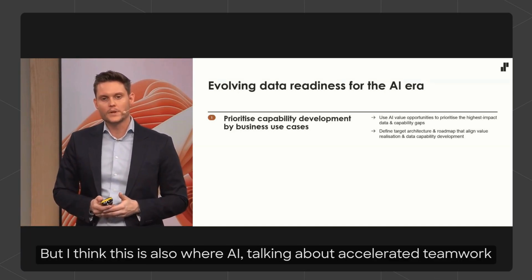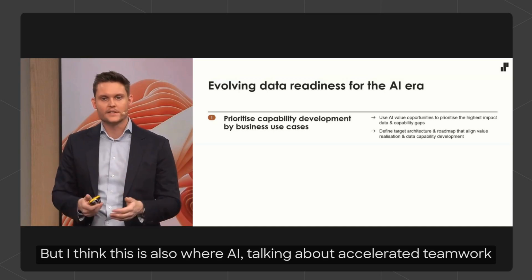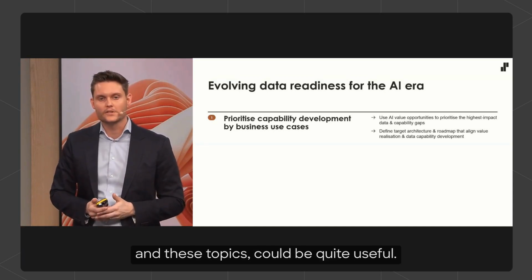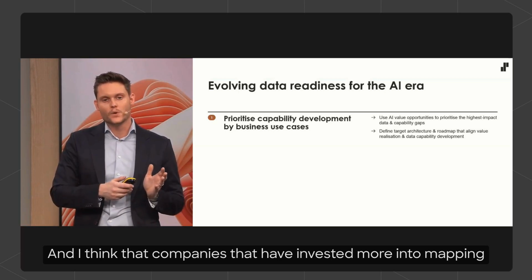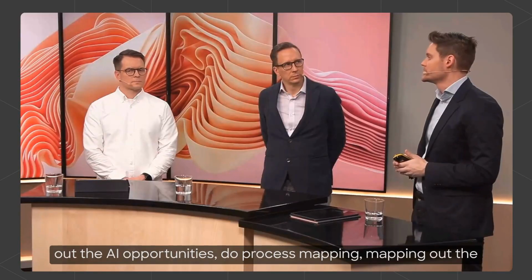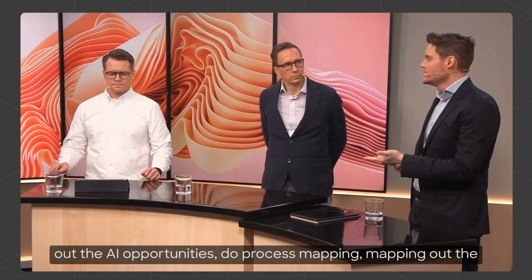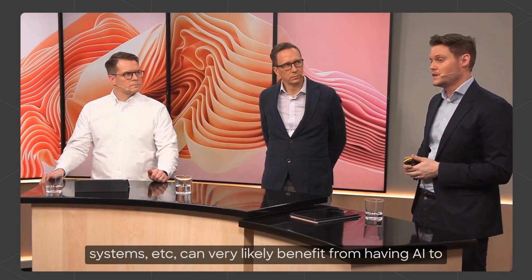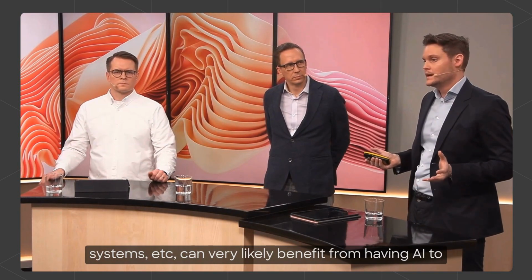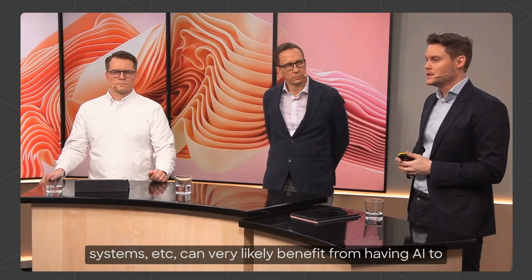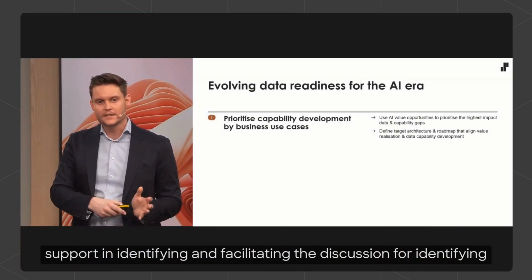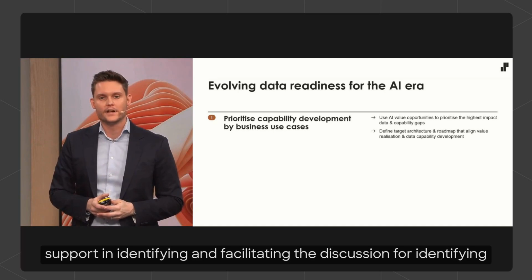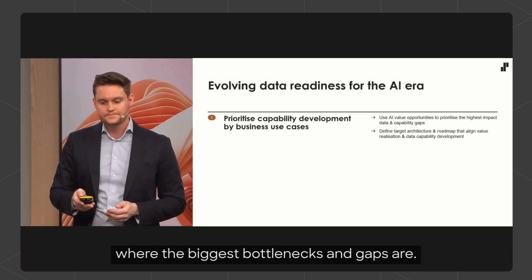But I think this is also where AI, talking about accelerated teamwork and these topics, could be quite useful. And I think that companies that have invested more into mapping out the AI opportunities, doing process mapping, mapping out the systems, etc., can very likely benefit from having AI support in identifying and facilitating the discussion for identifying where the biggest bottlenecks and gaps are.